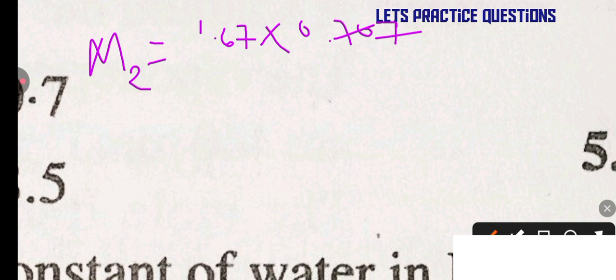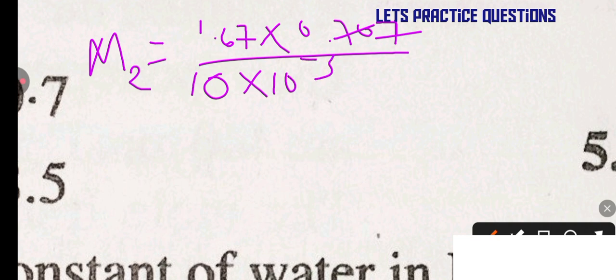Okay, let's evaluate this. That is molar mass of the solute. Molar mass of the solute is Kb, that is 1.67 into mass of the solute 0.707 divided by 10 gram. 10 gram we will convert into kilogram, 10 to power minus 3, into 0.5, that is elevation in boiling point.